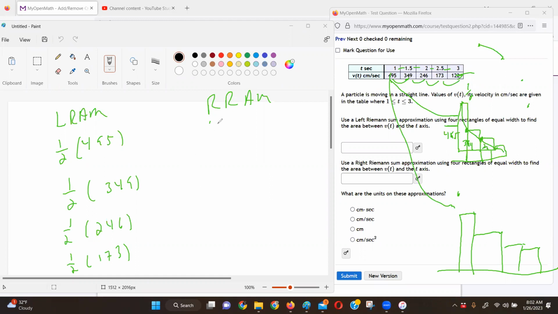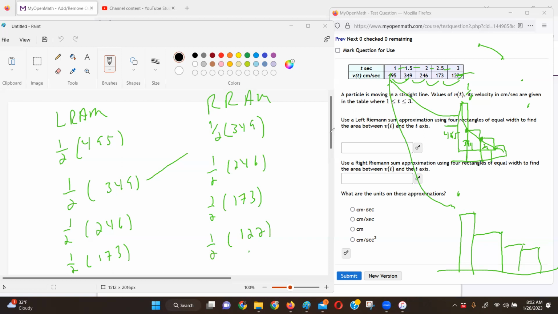So in this case, I'm not using the 349 number. So it's going to be 1/2 times, I'm sorry, I'm not using the 495 number. I am using the 349 number. So 349 is my first height. See how it's kicked it up one? So 1/2 times the next one, which is 246, and then 1/2 times the next one, which is 173, and then 1/2 times the next one, which is the 122. So here I am using the 122. I'm not using the 495. And then you just multiply those and add them all up. I'm not going to bother doing that.